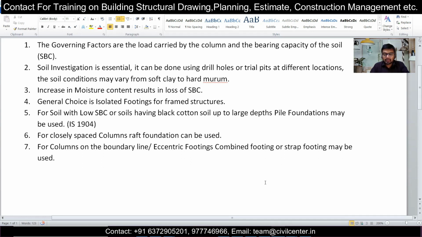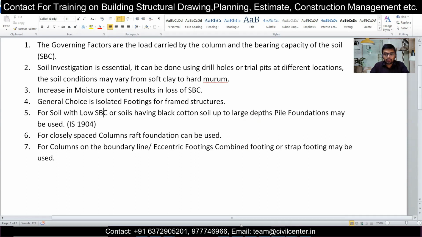Some people have the misunderstanding that for commercial buildings we provide piles. This is not true. It actually depends upon your loads, because the loads in commercial buildings are more, and also on the soil type. If the soil type is good, then for commercial buildings also we can give isolated footing. Okay, so next, for closely spaced columns, raft can be used.